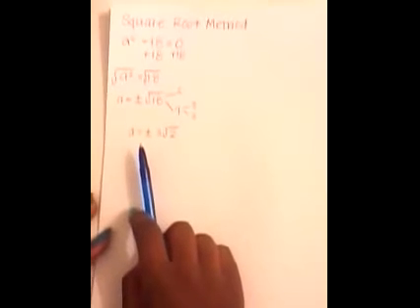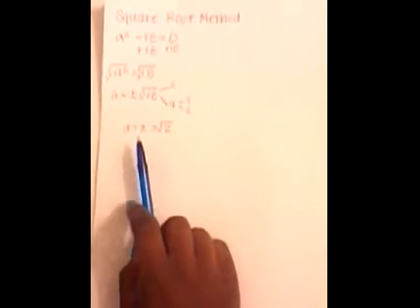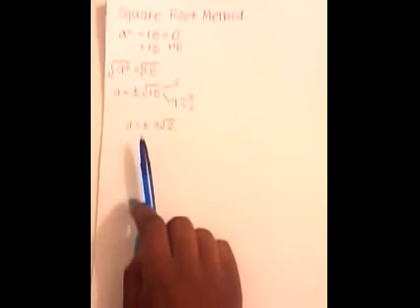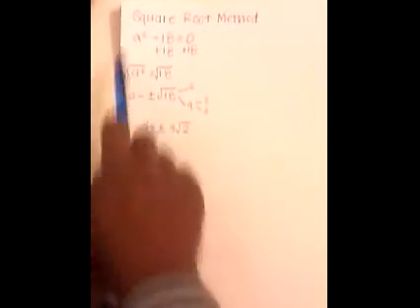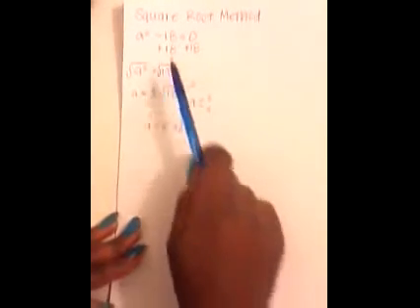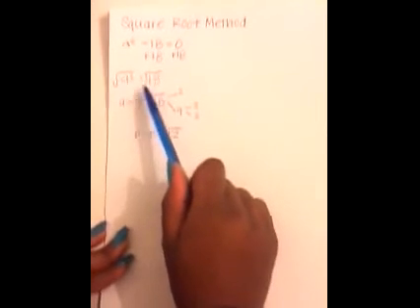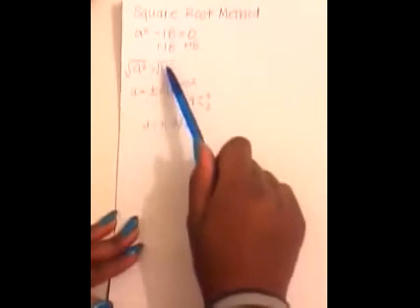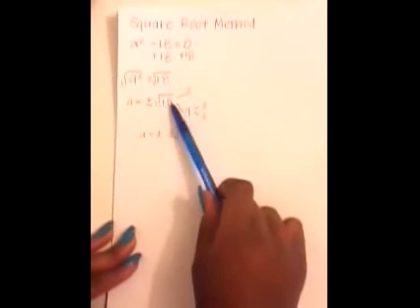The second method I'll be showing you for solving quadratic equations is the square root method. The equation is a squared minus 18 equals 0. And the first strategy you must do to get the a squared term by itself is add 18 to both sides. Then you'll have a squared equals 18, and then you put the square root around it. And then you must break down the square root.